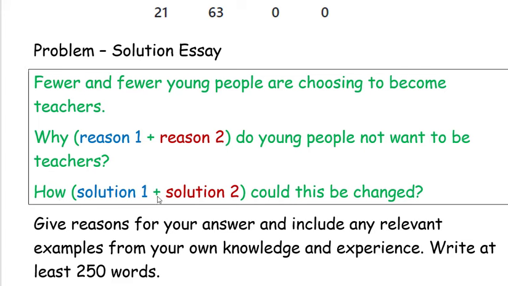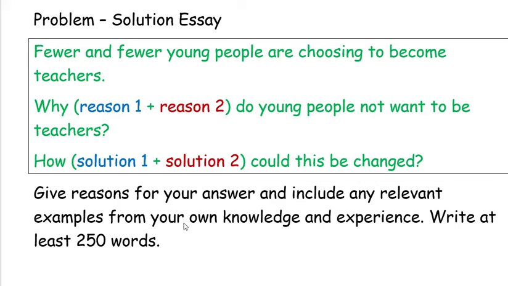So you should provide at least 2 possible solutions. So the first solution will address the problem of the first reason that you will mention in your body paragraph 1. And solution 2 will solve the problem that you will again indicate in body paragraph 1. All right, and also make sure that you will include some examples, okay? And you should write at least 250 words.